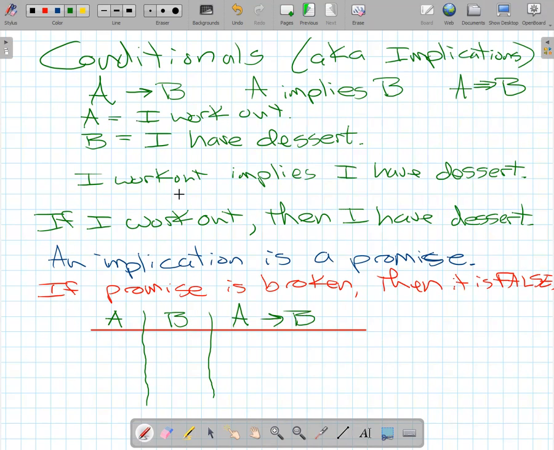So let's suppose statement A is true and statement B is true. So I worked out, then I had dessert. They're both true. The implication is true. Now, it could be that A is false and B is true. There's lots of ways to organize truth tables. I'll go over a couple more ways in a minute. So let's see. I didn't work out, then I have dessert. I didn't break the promise. I just didn't work out. That's okay.